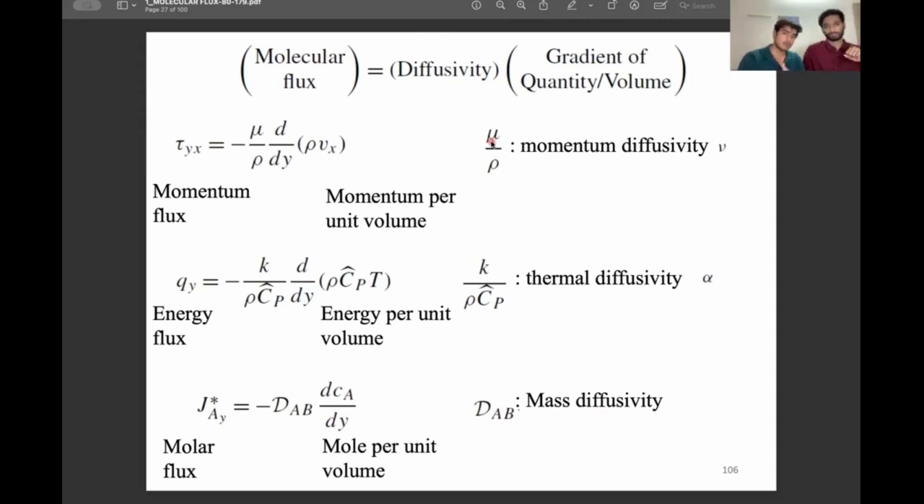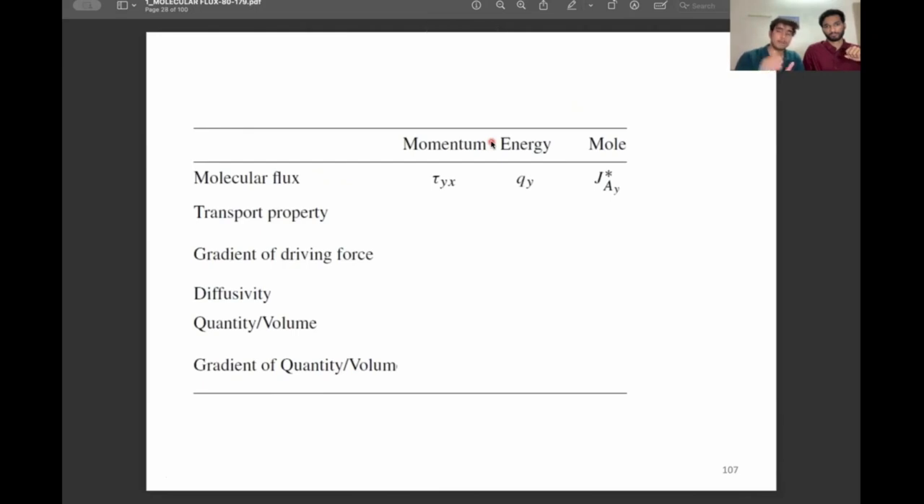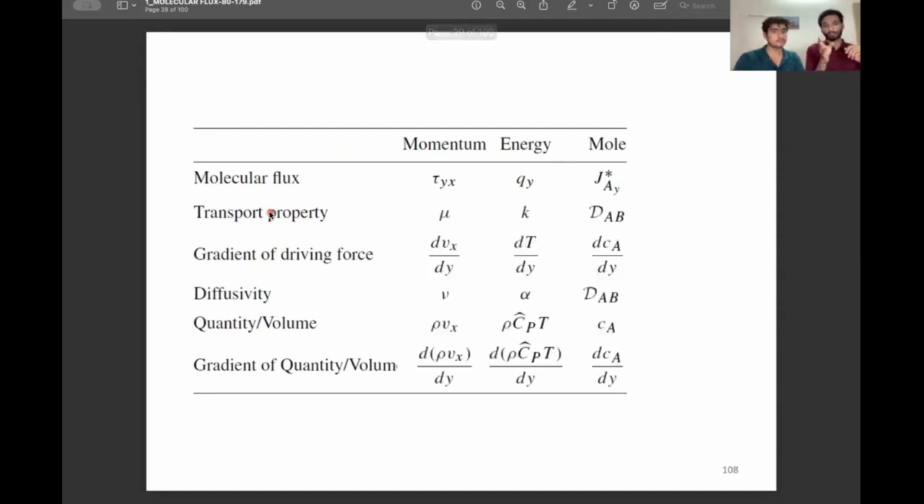Now we will move on to the next portion, which is comparing all the terms and all the properties. The first one we have come with is our molecular flux. Then we will discuss their transport property in each case, like momentum, energy and mole. Overall, we are going to summarize each term in tabular form. First is molecular flux, which is tau yx for momentum transfer, q y for energy, and J for molar. And the transport properties for each are mu, k, and DAB, as we have seen earlier.